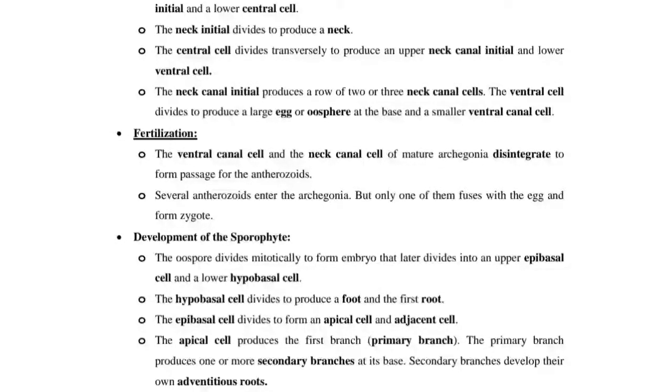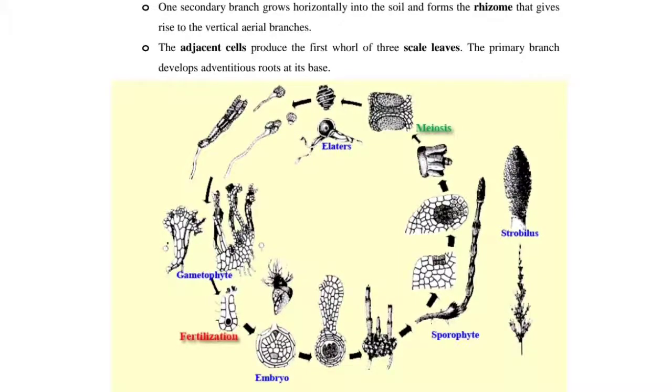The epibasal cell divides to form an apical cell and adjacent cell. The apical cell produces the first branch, the primary branch. The primary branch produces 1 or more secondary branches at its base. Secondary branches develop their own adventitious roots. One secondary branch grows horizontally into the soil and forms the rhizome that gives rise to the vertical aerial branches. The adjacent cells produce the first whorl of 3 scale leaves. The primary branch develops adventitious roots at its base.